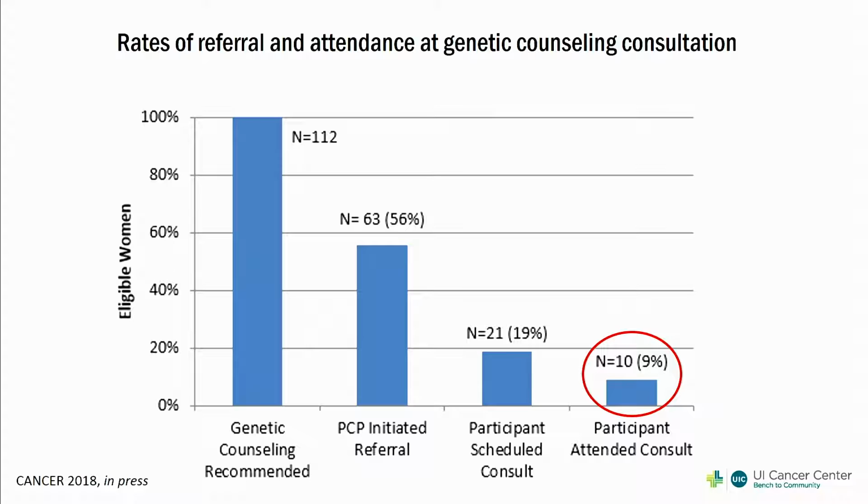So this now is looking at all 112 that met NCCN criteria for genetic counseling. When we took all 112, about 56% were referred, but less than 10% of those women actually came to an appointment. It was a free genetic counseling appointment. So kind of back to the drawing board. So one of the big lessons here was, again, just because we build it, that doesn't mean they will come.